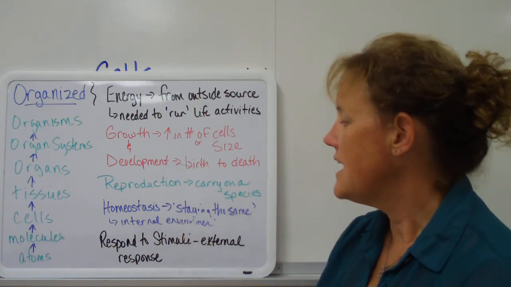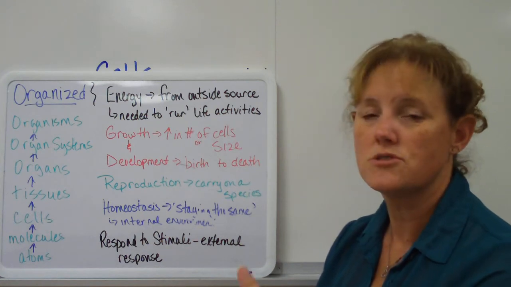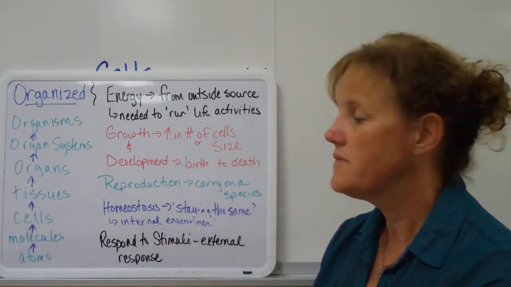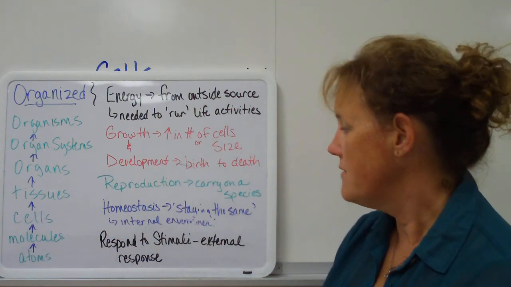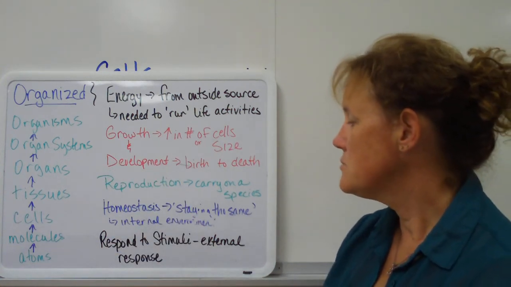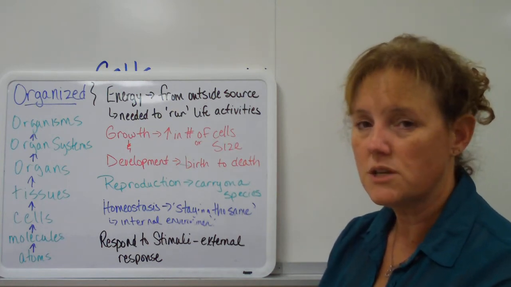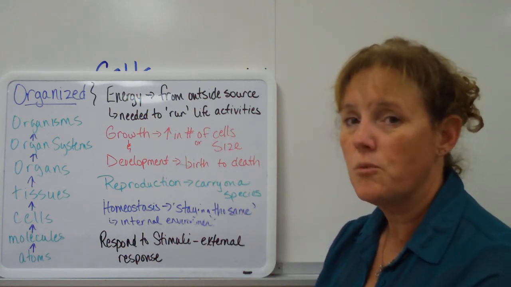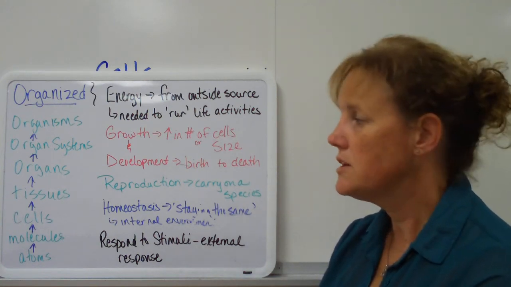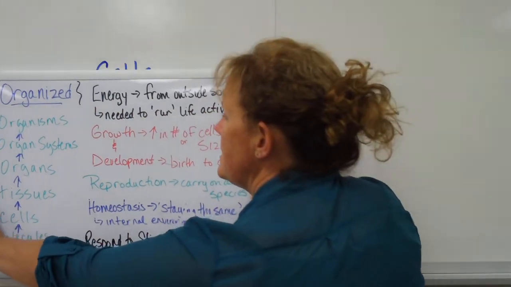Homeostasis means staying the same in the internal environment, and we have to maintain homeostasis in order to maintain internal environments that can support the chemical reactions that keep us alive. And organisms respond to stimuli, and this is external stimuli, whether a single-celled organism or a plant or an animal. We respond in different ways to our environment, and we're going to talk about that as we go throughout the year in biology. That leads us to cells.